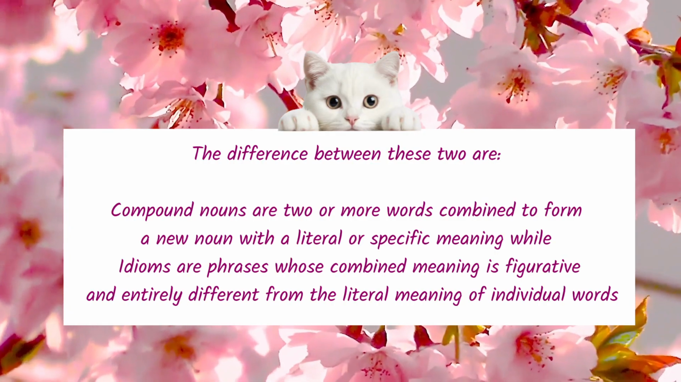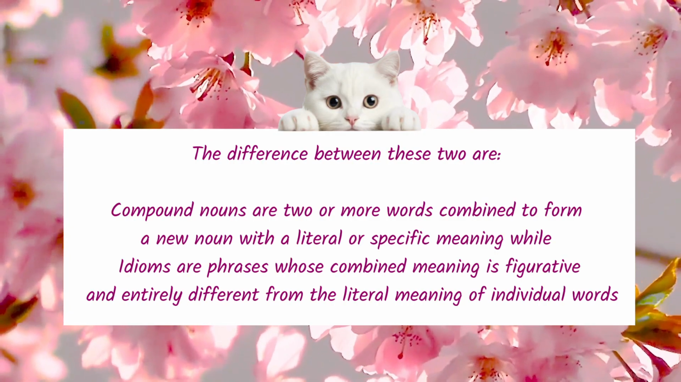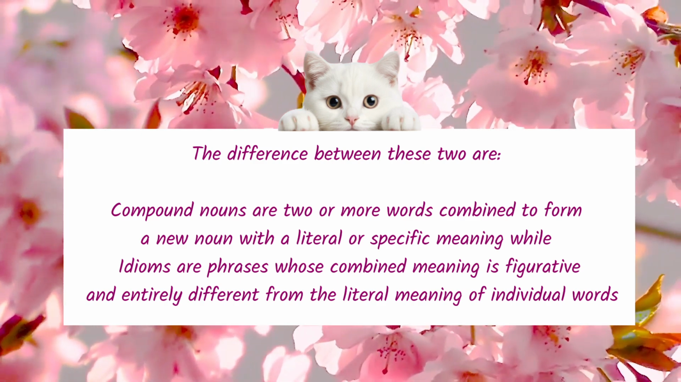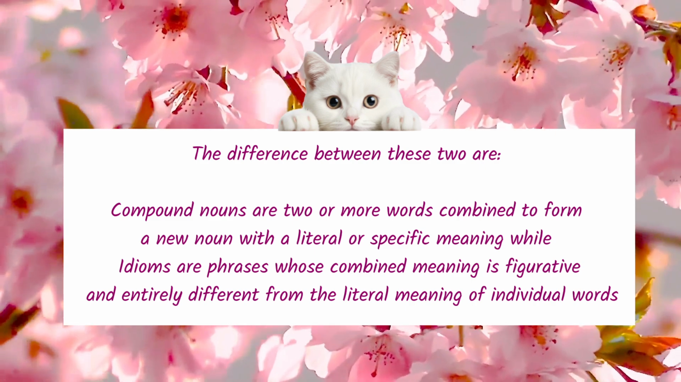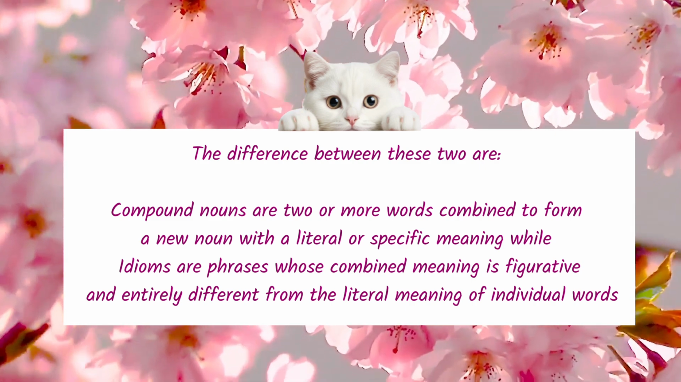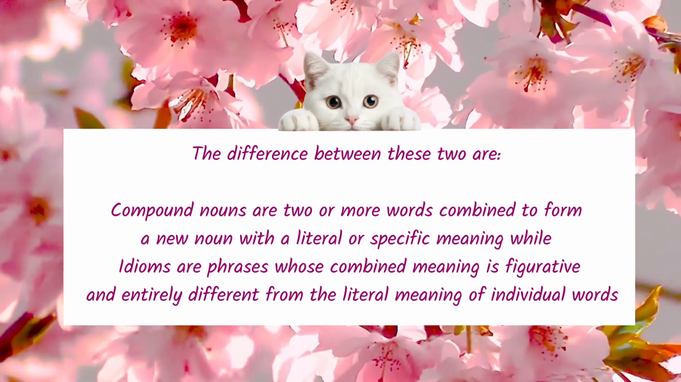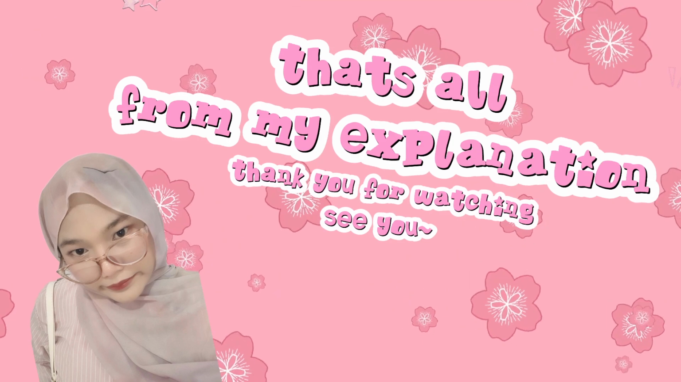The difference between these two is that compound nouns are two or more words combined to form a new noun with a literal or specific meaning, while idioms are phrases whose combined meaning is figurative and entirely different from the literal meaning of the individual words. I think that's all from my explanation.